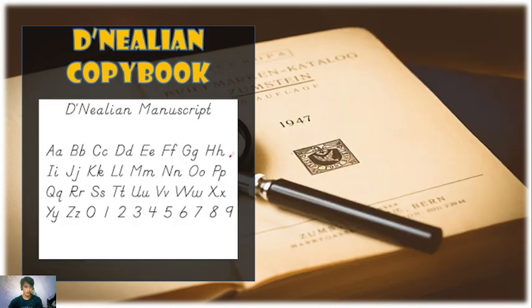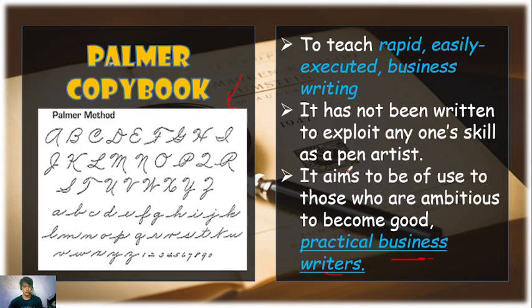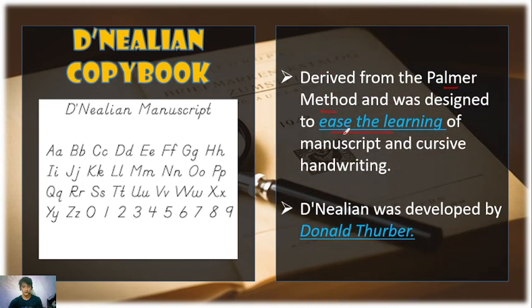And we have here the Denelian copybook form. It is derived from the Palmer method, and it is designed to ease the learning of manuscripts. If you noticed earlier, the previous one was a bit more difficult to write. However, in this one, it is easier to recognize the letters, and it is easier to write also. This was developed by Donald Thurber.